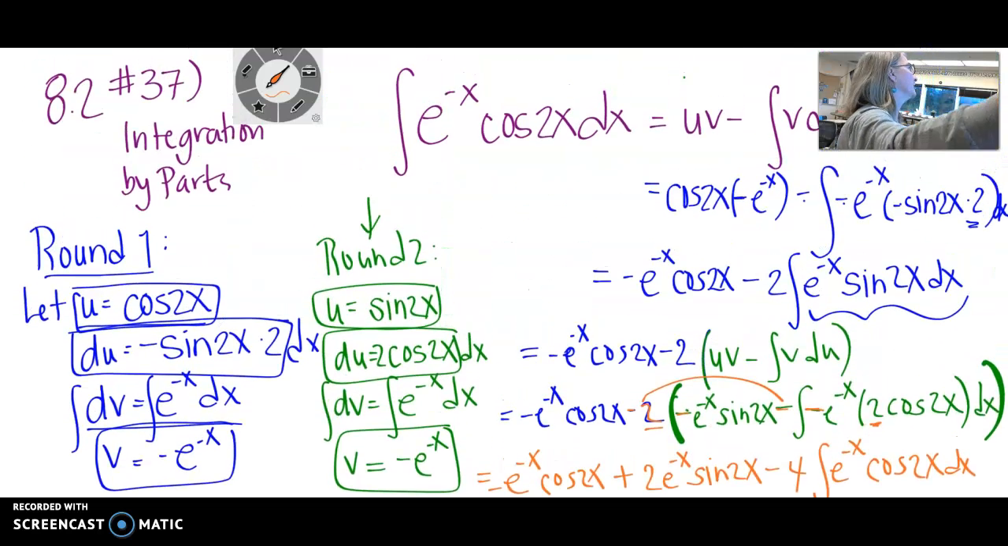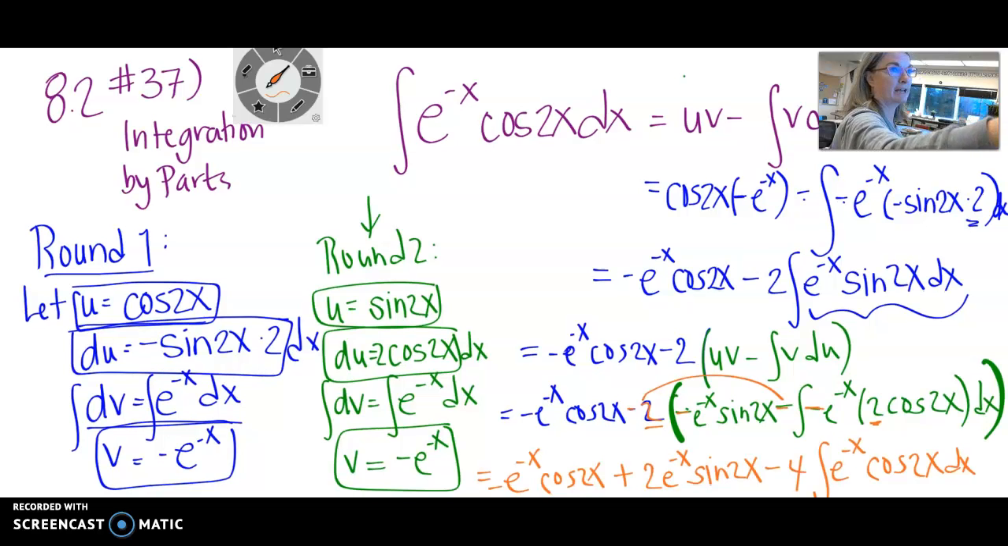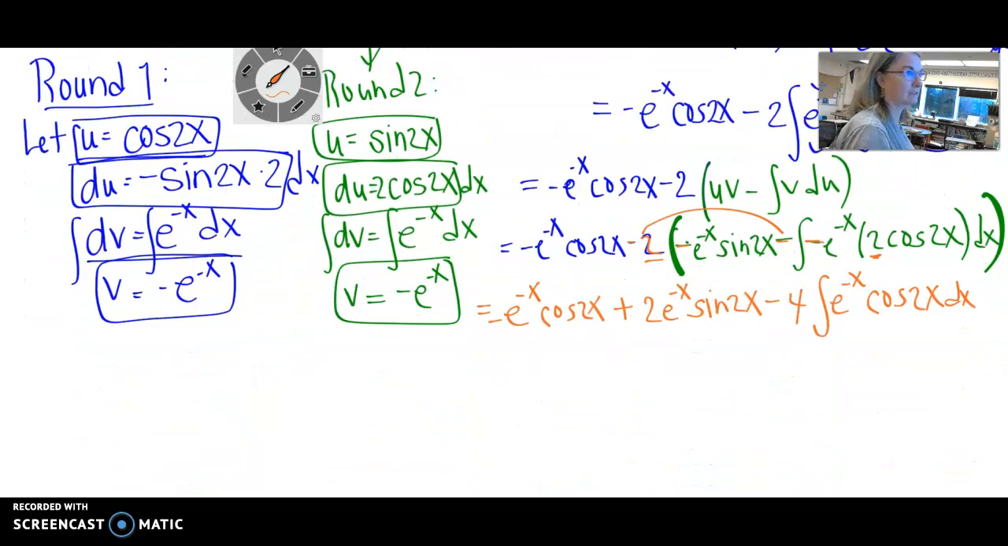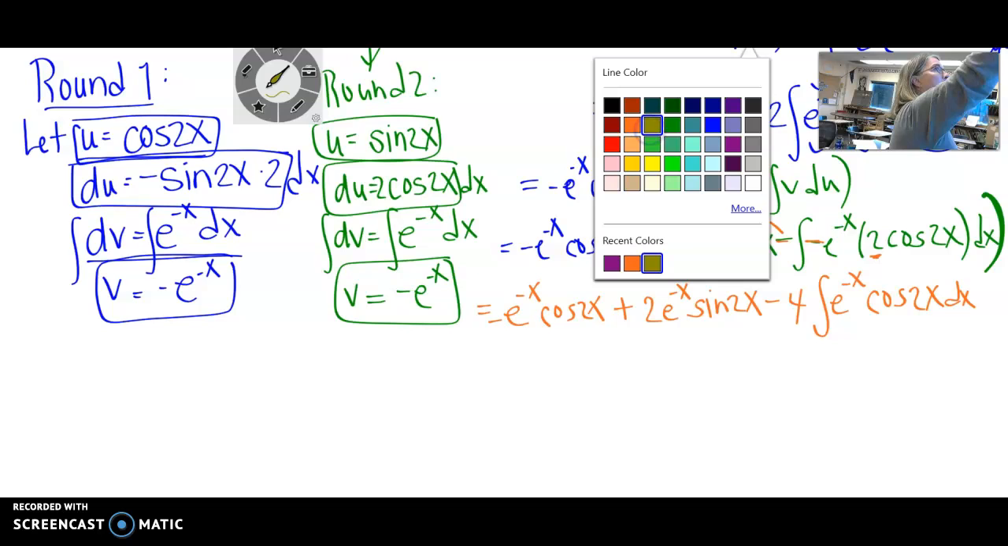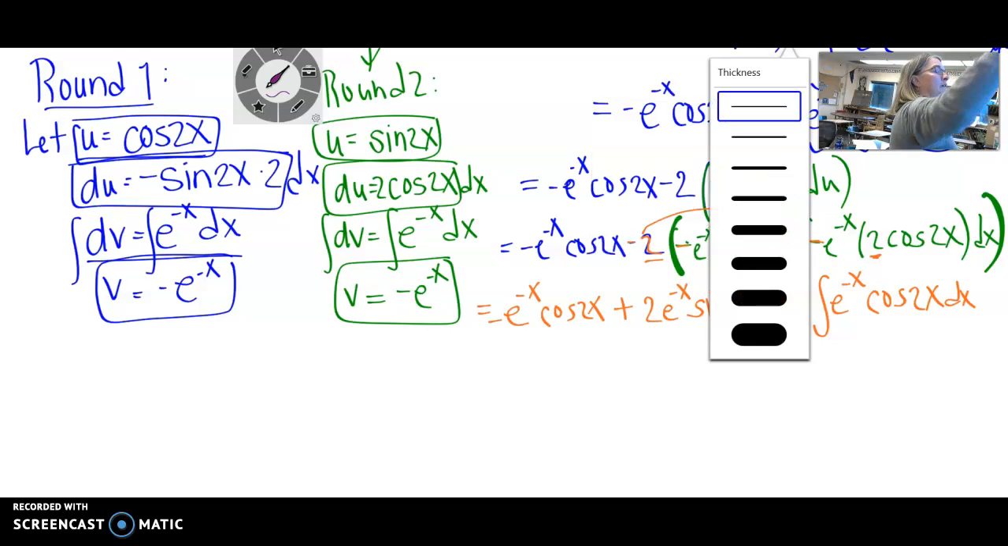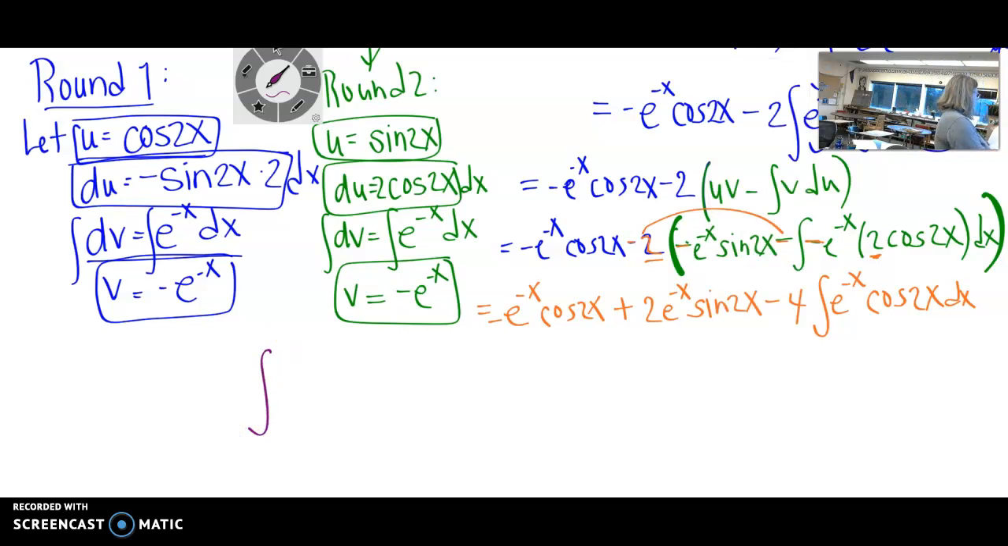And if you look back at the beginning, it's exactly what we had to start with, which makes you think you're going around in circles or that you're going crazy, but you're not. Here's what you can do with that. We know that we started out with e to the -x cosine of 2x dx, and it's equal to all of this that we have on the board.